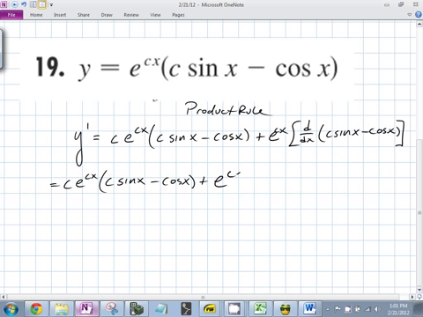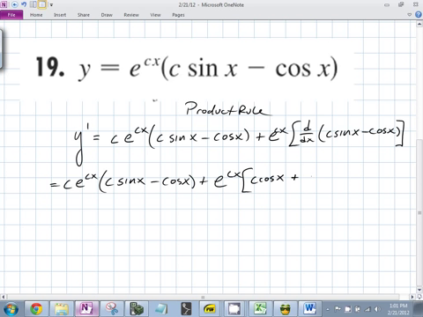E to the cx times, and what's the derivative of that going to be? What's the derivative there? Someone raise their hand and tell me. Who's going to tell me what it is? Hunter, go. What did you do for c? C is a constant. What's the derivative of sine? C cosine x.